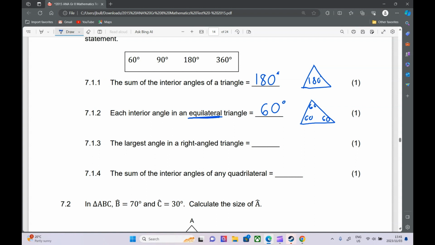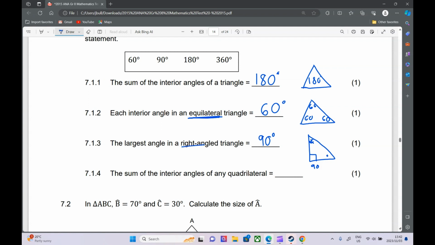The largest angle in a right angle triangle. Okay, so if we look at a right angle triangle, a right angle triangle has that 90-degree angle in there, and then it's got two other angles. We can see that these two angles in here are smaller than the right angle. Okay, so that means the largest angle is the 90-degree angle, which is kind of in the name there, right angle.